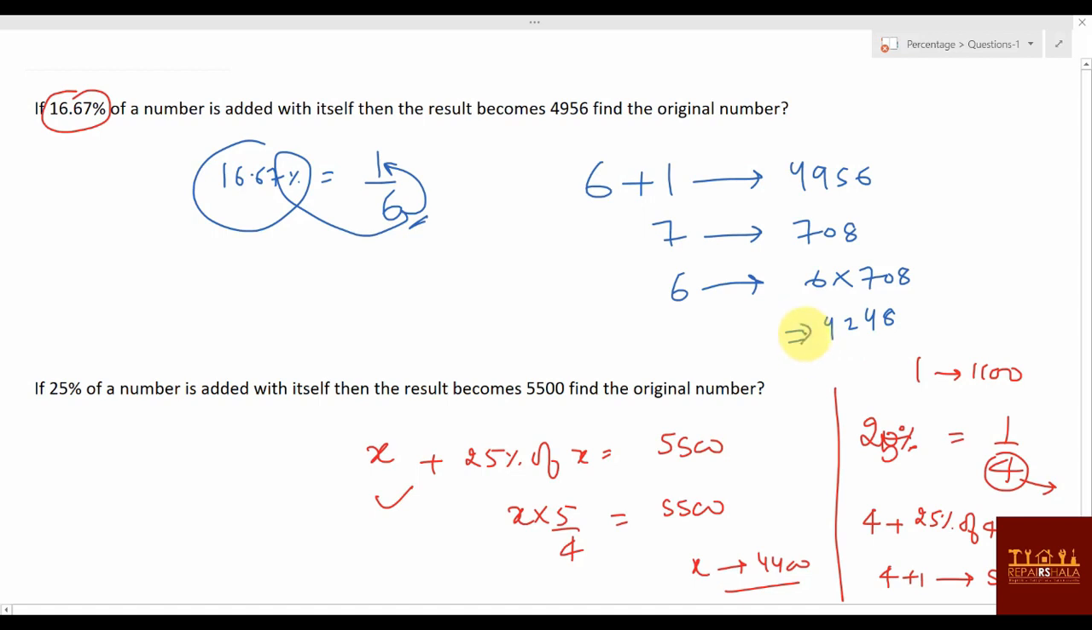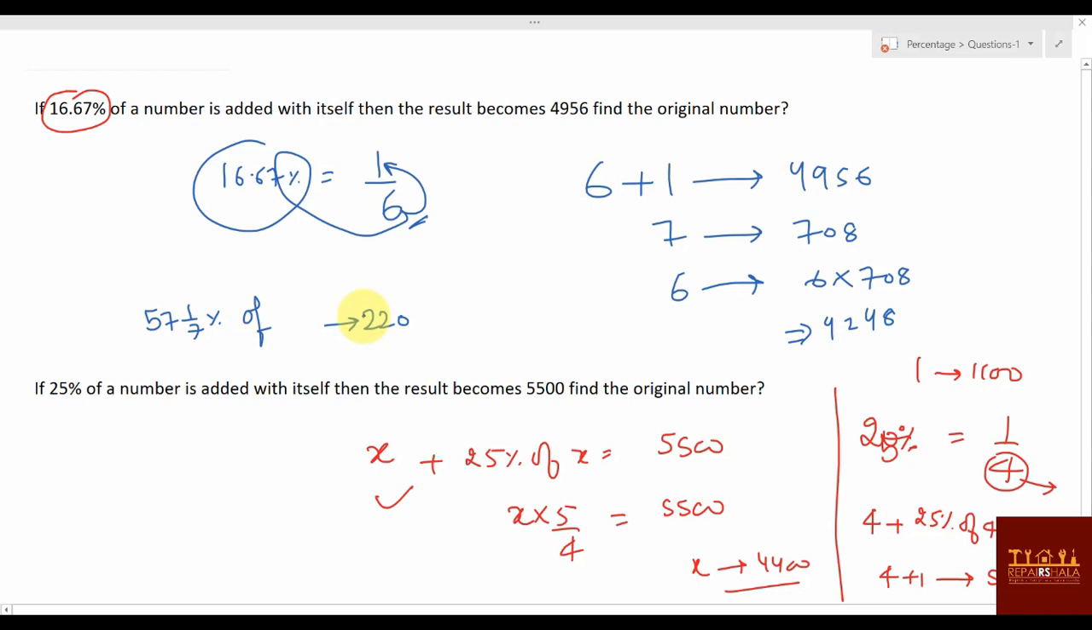These things should be instant. You can save a lot of time in these calculations. If you're not going by the X method, it's always advisable to avoid X as much as possible. Okay. Is it clear? Right. If I give you another question, something like if 57 1 by 7 percentage of a number is added with itself, then the result is 220. Find the number.